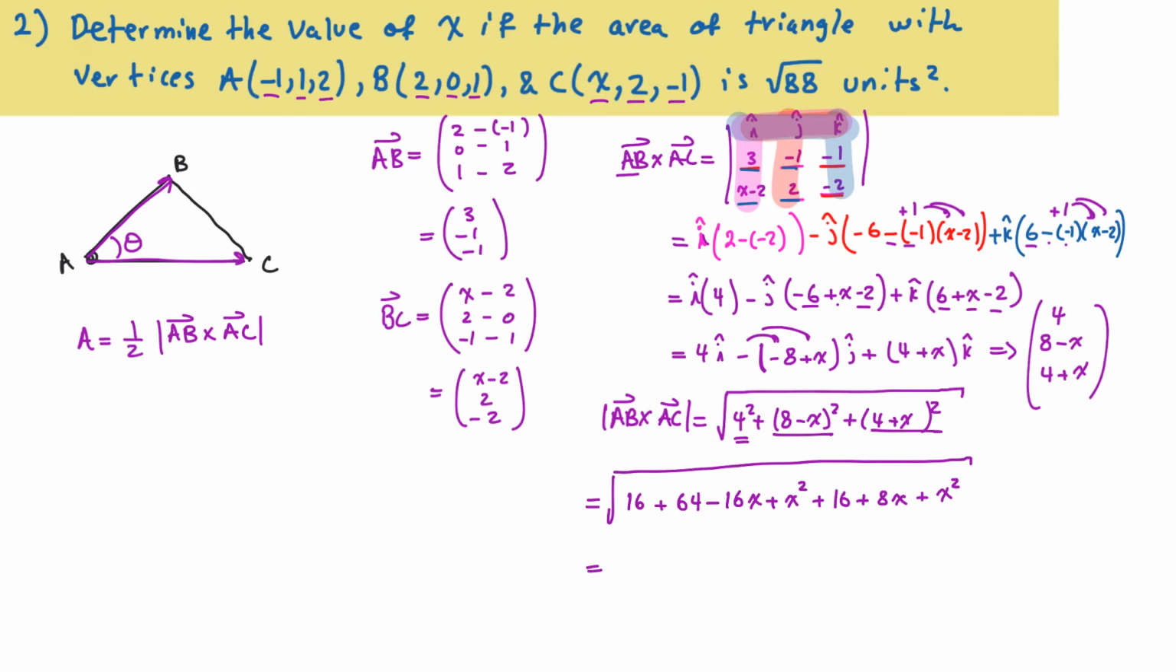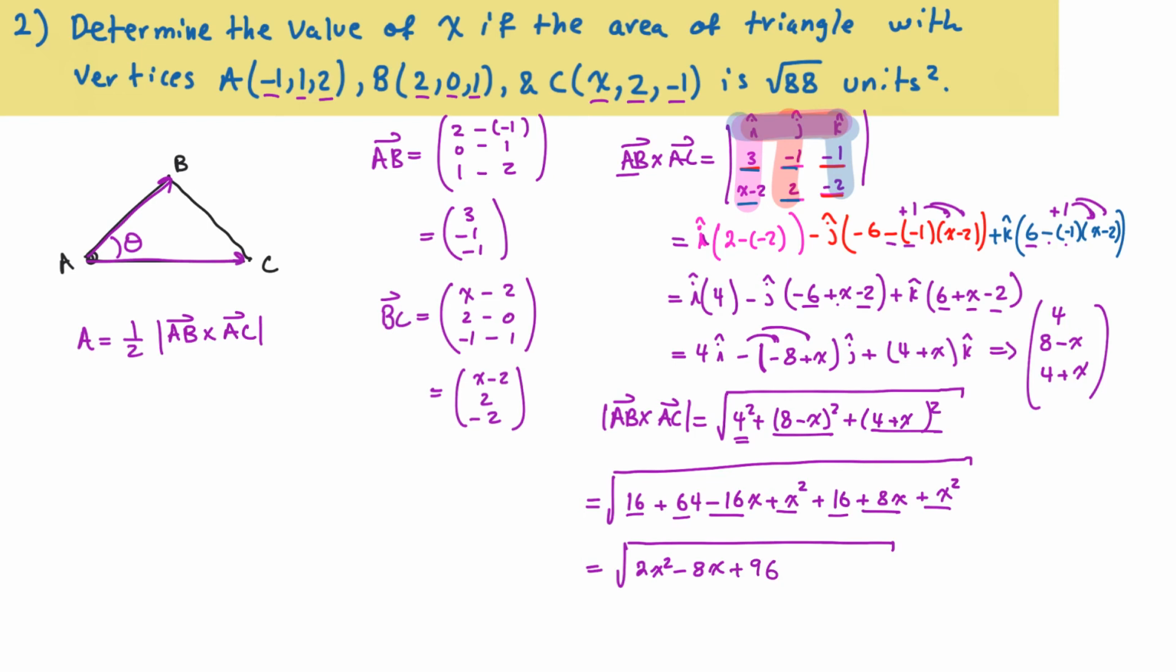Okay, we're getting somewhere. We're going to simplify this a little bit. Our like terms are x squared and x squared. That's 2x squared. We have negative 16x and plus 8x. They will add up to negative 8x. And 16 plus 64 plus 16 will give us plus 96.